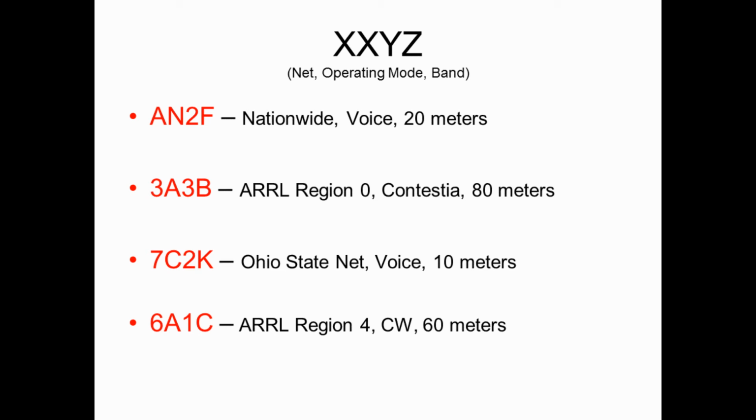Over. To open a CW net on 60 meters in ARRL Region 4, I would call 6 Alpha 1 Charlie, 6 Alpha 1 Charlie. This is net control.